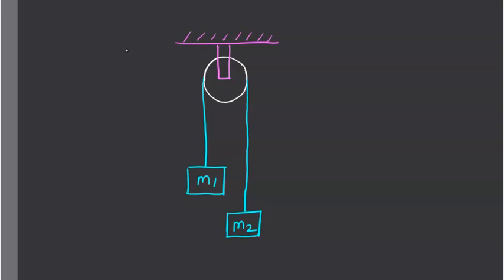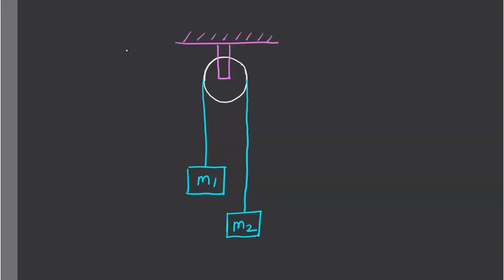There is this smooth light pulley over which this blue-green colored inextensible string is passed. The two ends of this string are connected to the masses m1 and m2. In such pulley problems, they ask for the tension in the string and the acceleration of both the blocks. So this is the question they generally ask.